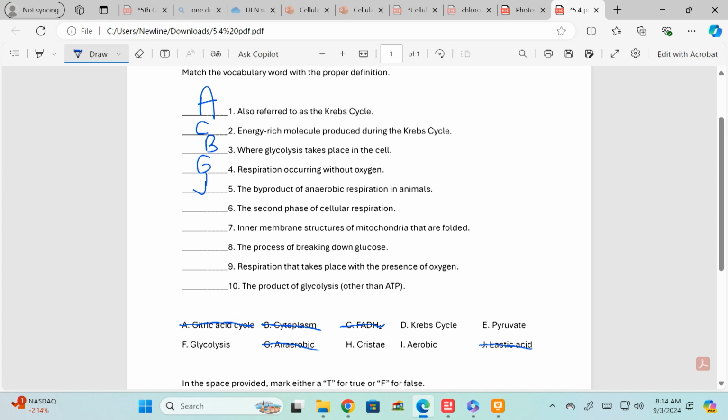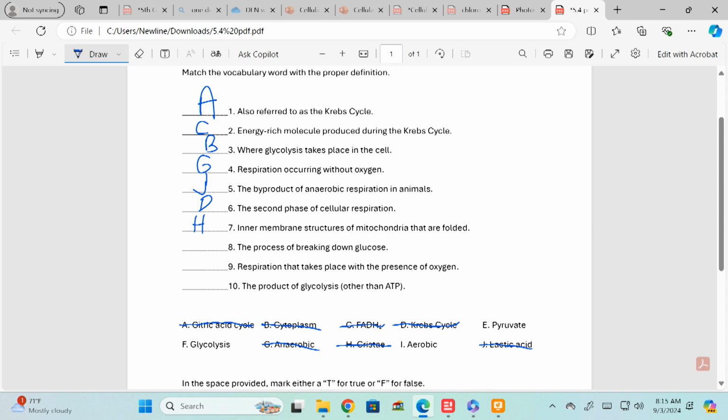All right, let's keep it going. 6, the second phase of cellular respiration. So remember that we always start with glycolysis, but what's the second phase called? That's going to be D, the Krebs cycle. And remember, the Krebs cycle is in the mitochondria. Okay? Number 7, intermembrane structures of mitochondria that are folded. Let's go with letter H, the cristae. This is where the ETC, the electron transport chain, happens, okay, inside the mitochondria.